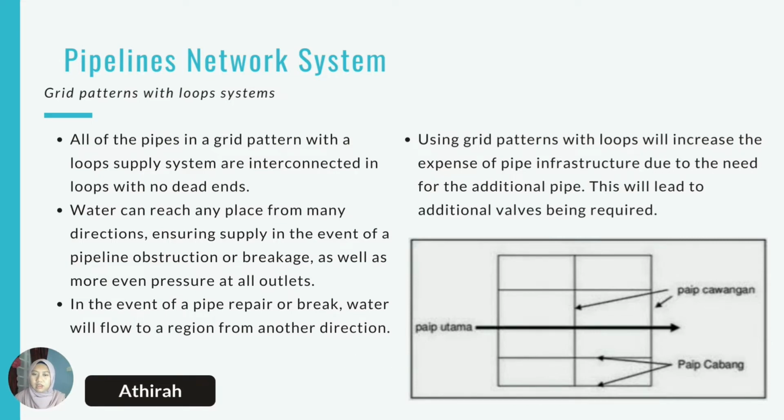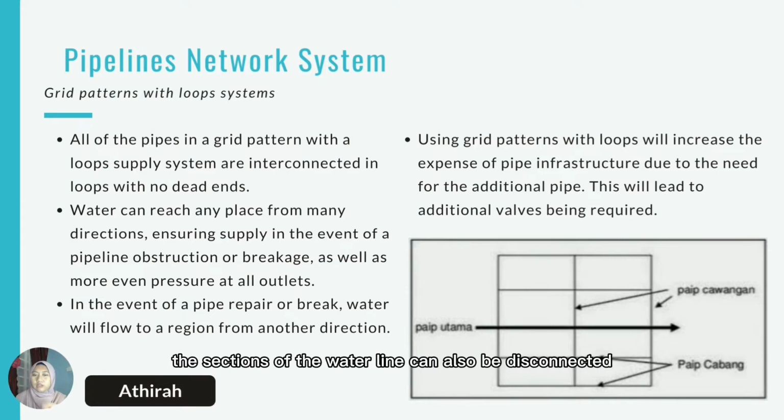Additionally, the advantages of using grid patterns are that stagnation is reduced since water in the supply system can flow in more than one direction. Hence, in the event of a pipe repair or break, water will flow to a region from another direction. As a result, sections of the water line can also be disconnected for maintenance, while water can still be distributed to other watering locations.